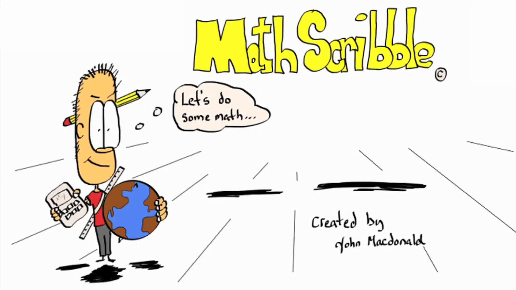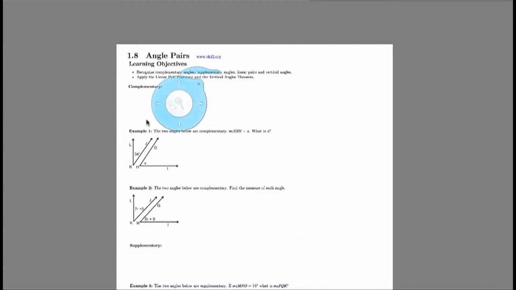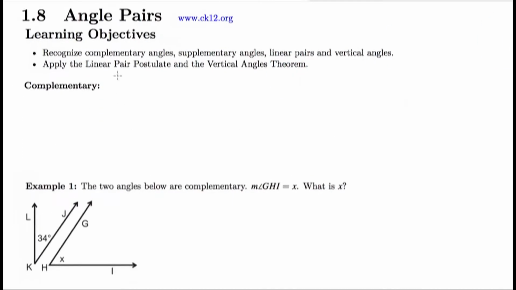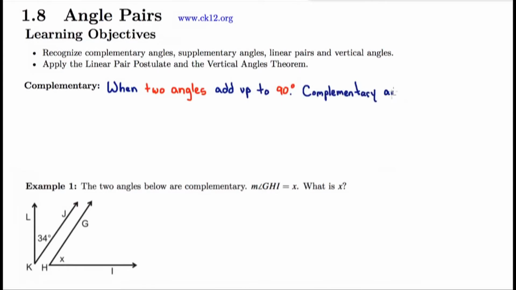Hello everyone. In this video we are looking at angle pairs. So one of those are complementary angles. So let's take a look at what complementary is. When two angles add up to 90 degrees.